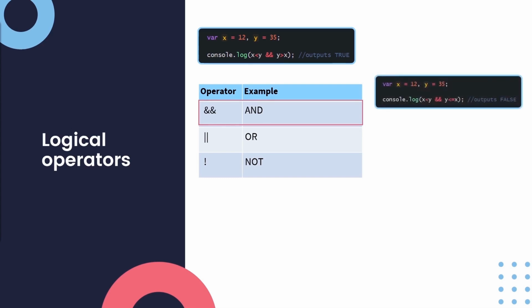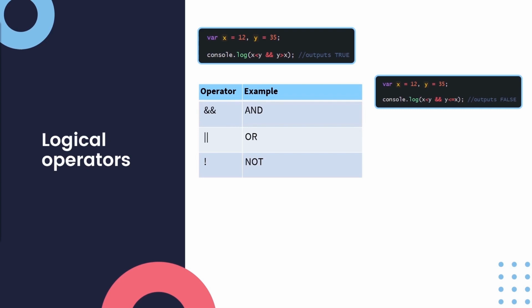Now, here's an example of how that happens. Again, we have x, which is equal to 12, we have y, which is equal to 35, and now we're asking the question, is x less than y? Which is the case because 12 is less than 35, and is y less than or equal to x? This is not true, therefore the output, the result, is false because both conditions are not being satisfied.